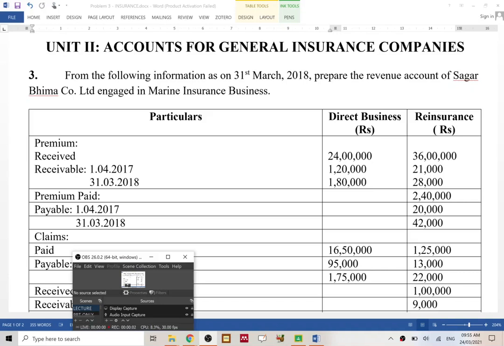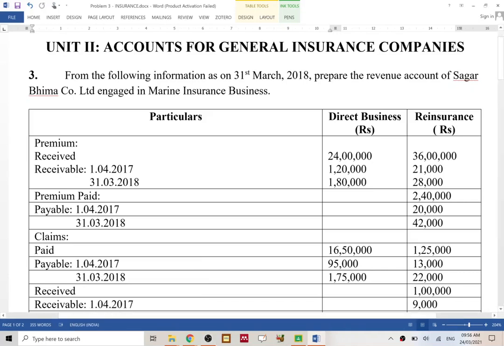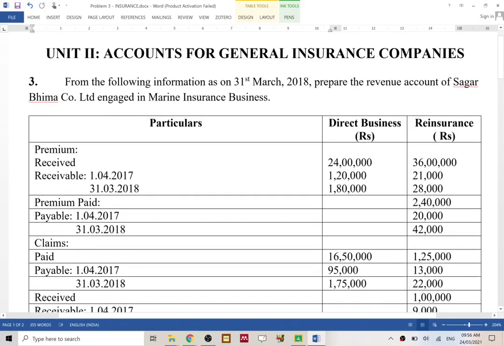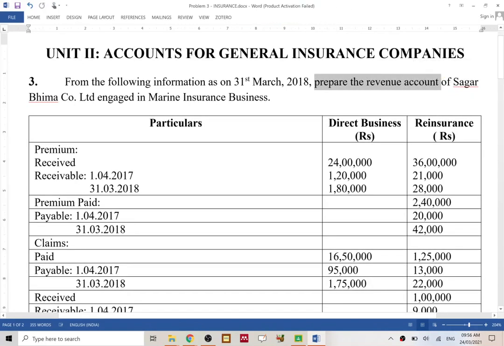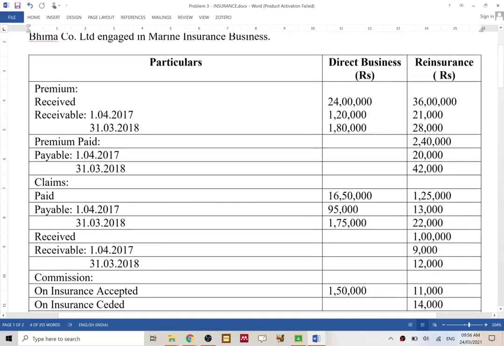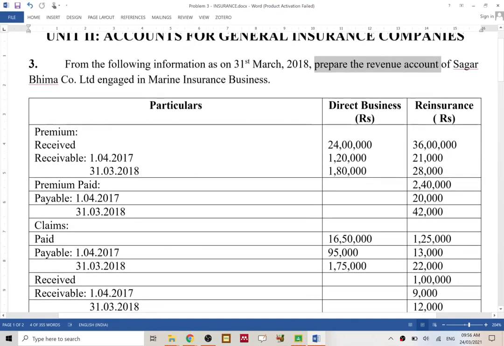Problem 3 of our general insurance company accounts. We are going to look at again preparation of the revenue account of an insurance business, and in this case it is specified that they are engaged in marine insurance business.